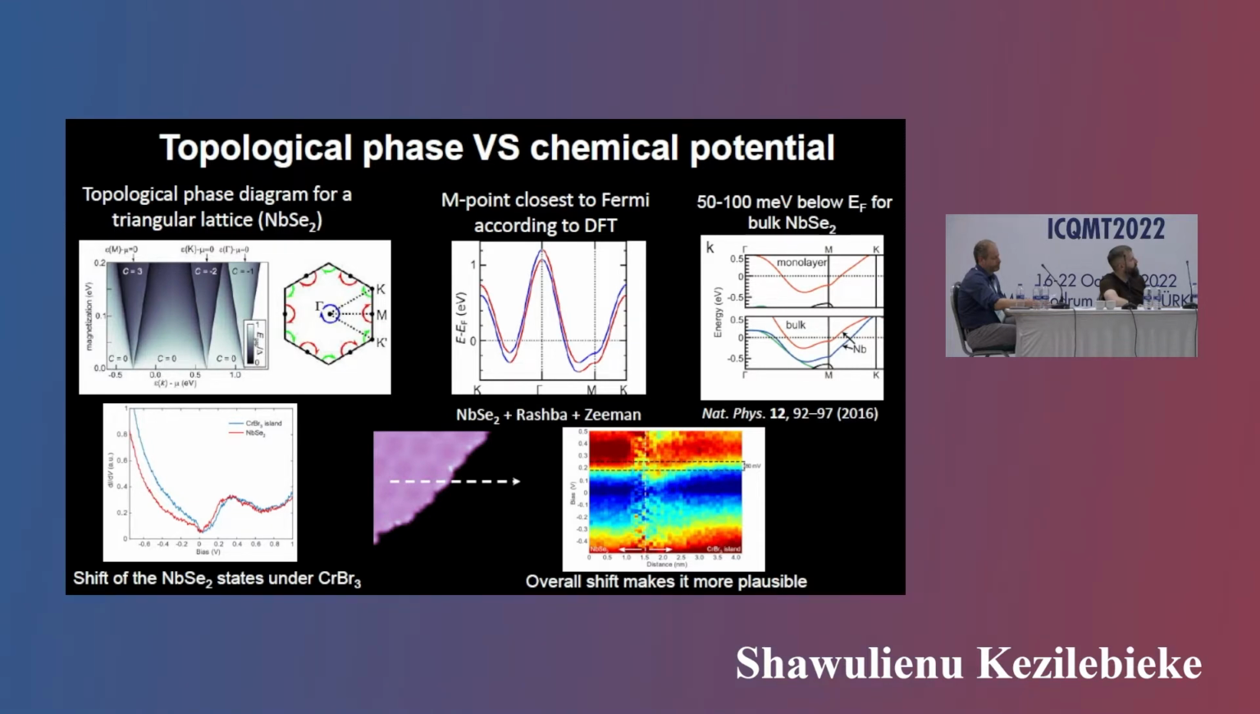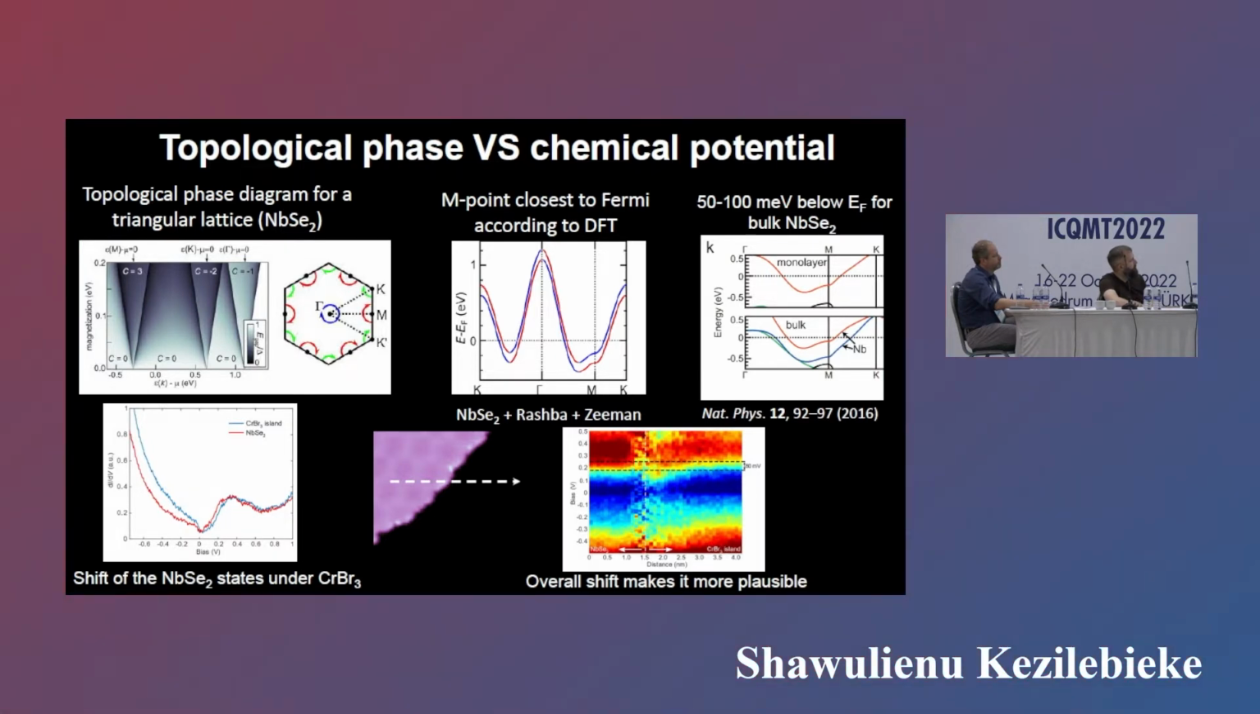In this particular experiment, we don't have an external gate to control the Fermi level, the chemical potential of our system. Therefore, what we are looking for is a high symmetry point which is very close to the Fermi level. According to the DFT for the monolayer case, the high symmetry point is the M point, which is close to the Fermi level. However, as you can see, this point is also lower, around 250 millielectron volts below the Fermi level.